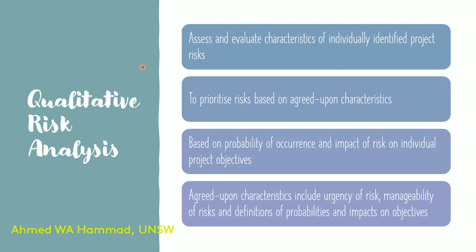The qualitative risk analysis approach is based on a probability of occurrence and an impact of risk on individual project objectives. Now, on this point, I want to highlight that it's a misconception to think that because it's a qualitative risk analysis, there's no numbers involved. There are numbers involved, but they're not very specific in the sense that they're usually on a scale, and that scale would be defined both for the probability and for the impact of the risk on the individual project objectives.